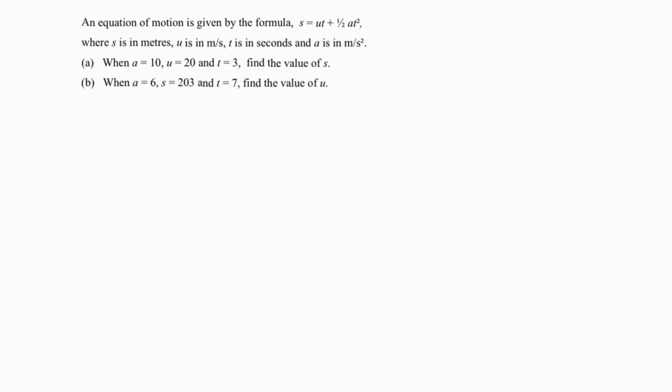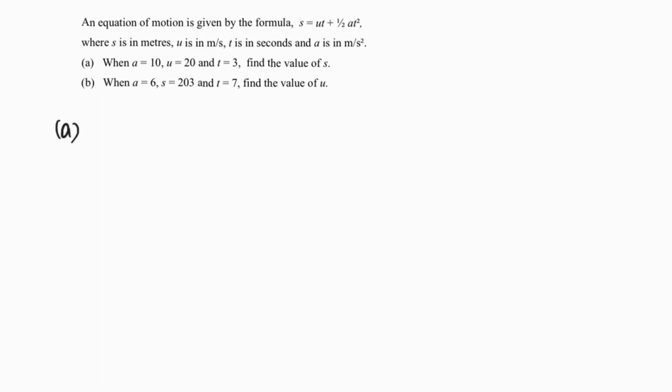Hello everyone, welcome to this video where we are given that the equation of motion is s equals ut plus half at squared. When a equals 10, u equals 20, t equals 3, find the value of s.